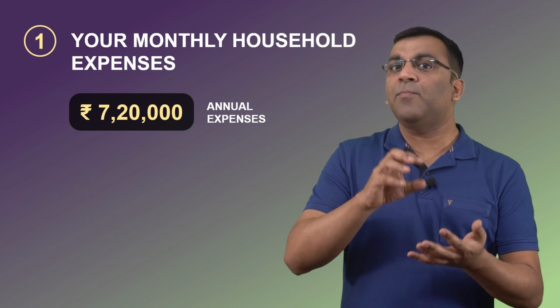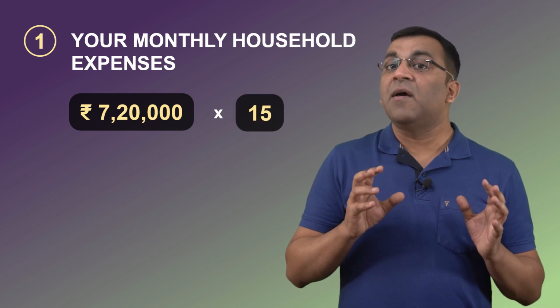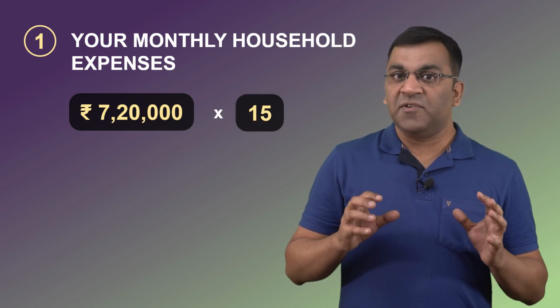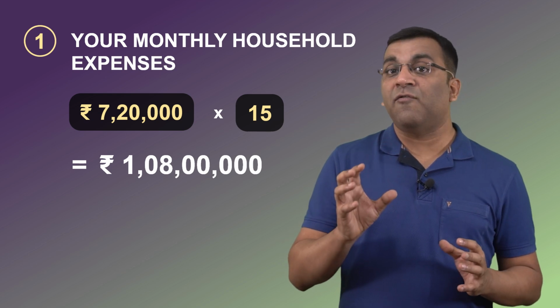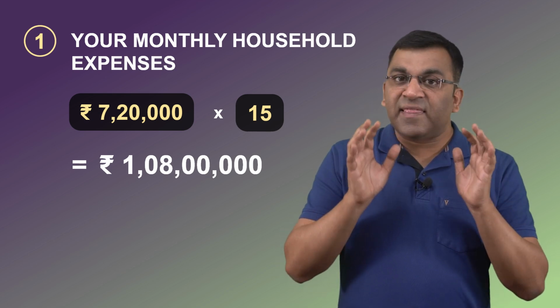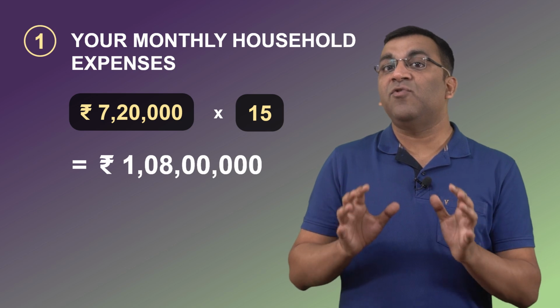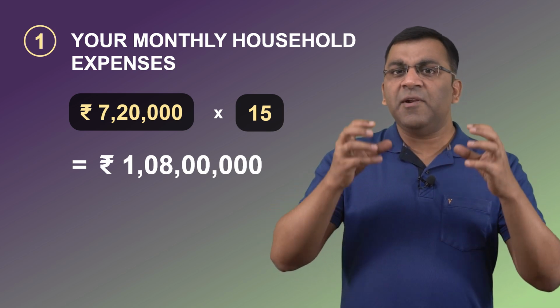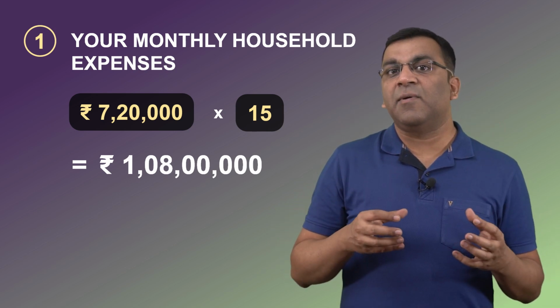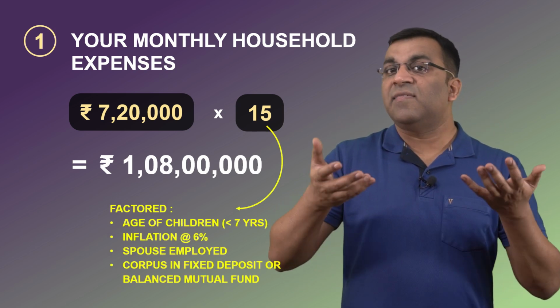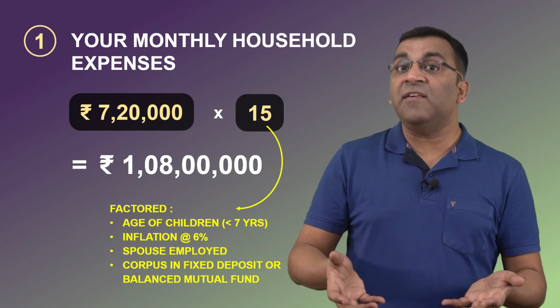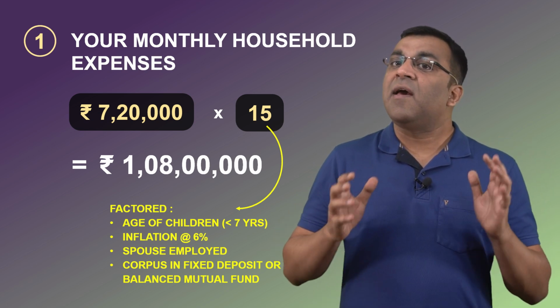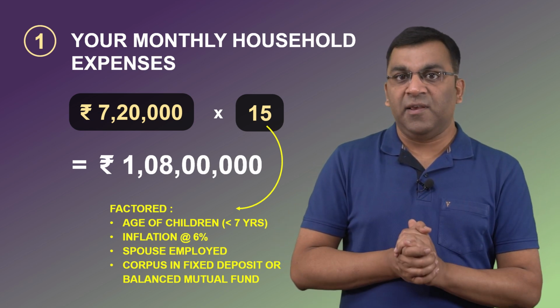Now on this 7.2 lakhs, I generally recommend a multiplier of 15 times, which gives us our first block of 1.08 crores, and that will take care of the family's future household expenses, at least on a thumb rule basis. In fact, I deliberately chose a multiplier of 15 because if you have young children, then it will take a good 15 years for them to become independent and become earning members of the family.